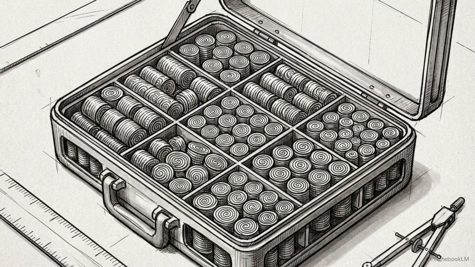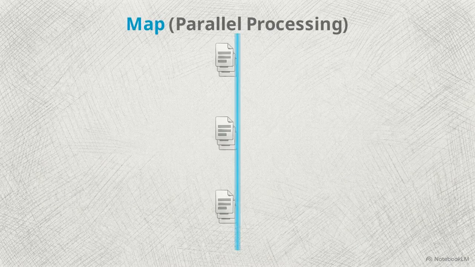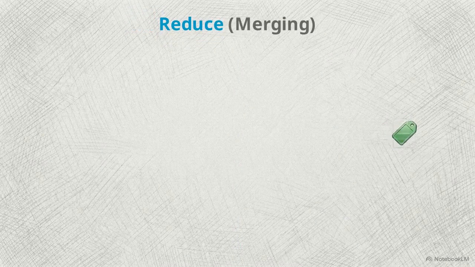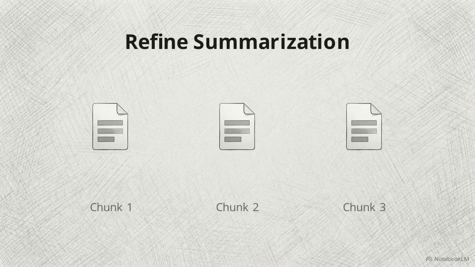This phase focuses entirely on increasing the density of information per token. MapReduce summarization splits a long document into chunks. Each chunk is summarized independently in parallel, and then those summaries are merged into a single final document. MapReduce is efficient for large-scale processing, but because each chunk is summarized in isolation, it can lose connections that span across the different sections. Refined summarization is the sequential alternative.